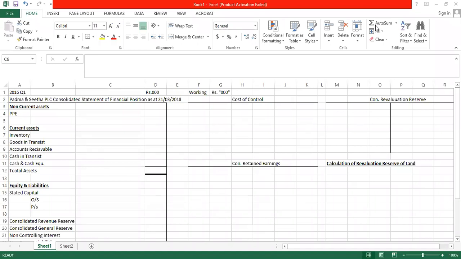Right, the second part: name two situations where control power exists when the parent owns half or less of the voting power shares of an entity. In our theory part, I explained that they have controlling power only if they have more than 50% ownership.